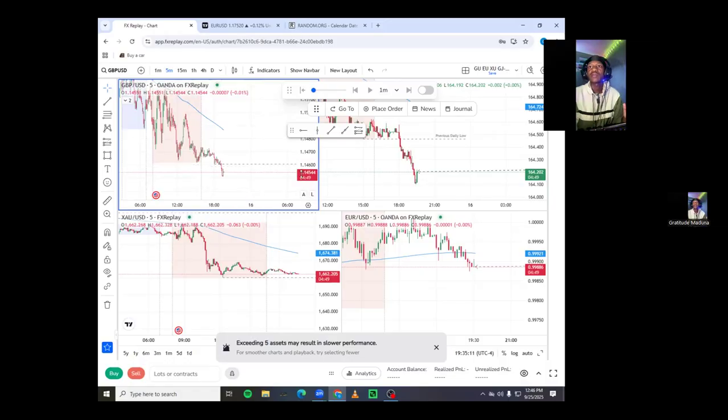Those were the criteria of entry. So now risk management: it's a 1:1, and I take 4 trades a day. If I lose 2 times, I stay out of the market. I go the following day.